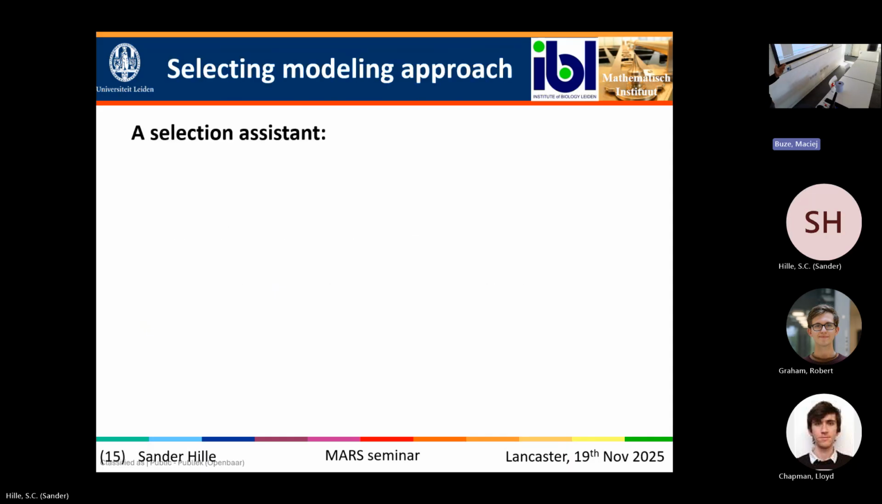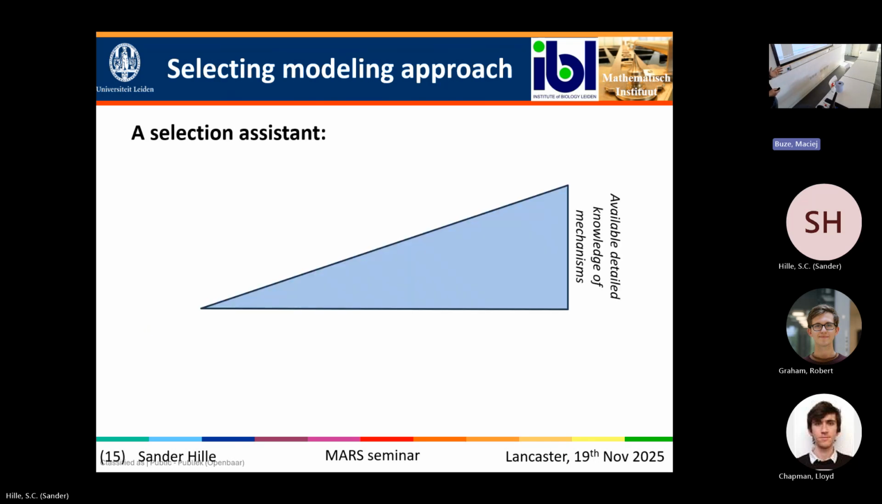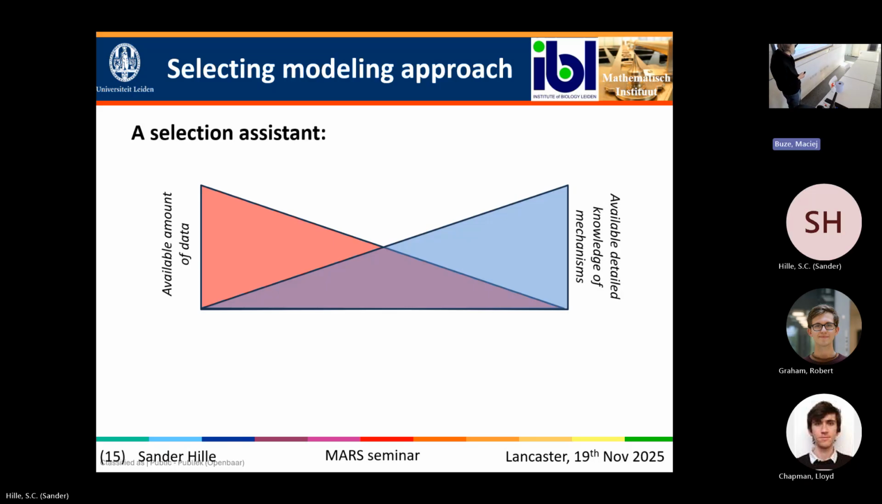And when we first started this, we were thinking, okay, how to proceed, how to start with a model. On the one hand, you can think of available knowledge about mechanisms in the system, from low to many, and on the other hand, you can have lots of data available, or hardly any data. And you can think of different techniques. Machine learning approaches need lots of training data, but not so much specific knowledge.